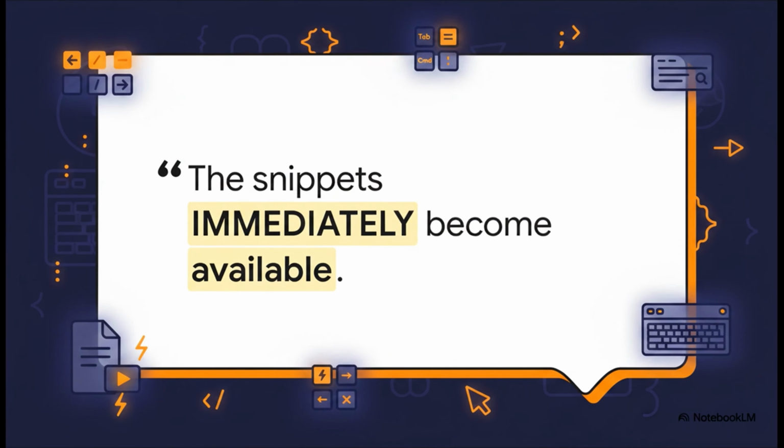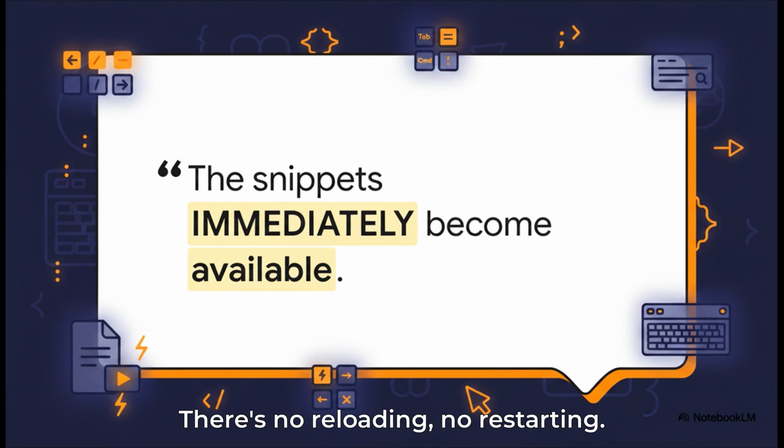And the best part? The second you save that JSON file, your snippet is live. It's ready to go. There's no reloading, no restarting. It just works. We're talking zero friction here. You think of a shortcut, you create it, and it's ready to use literally seconds later.